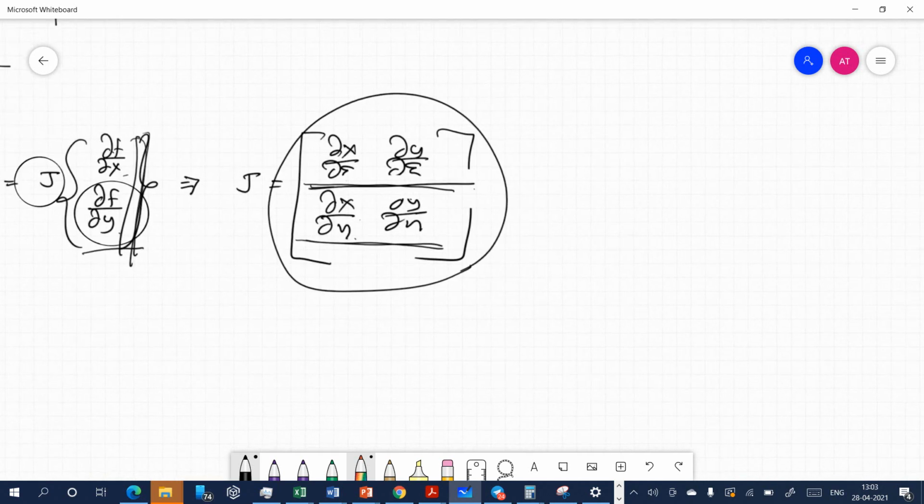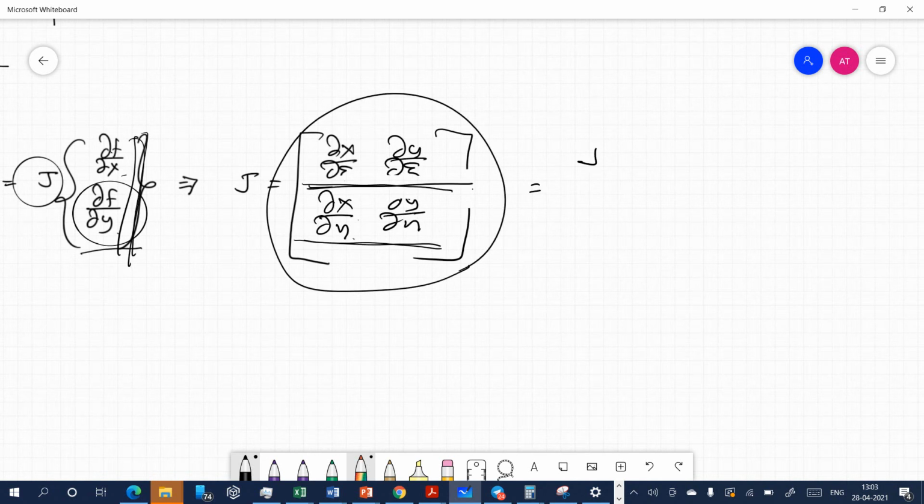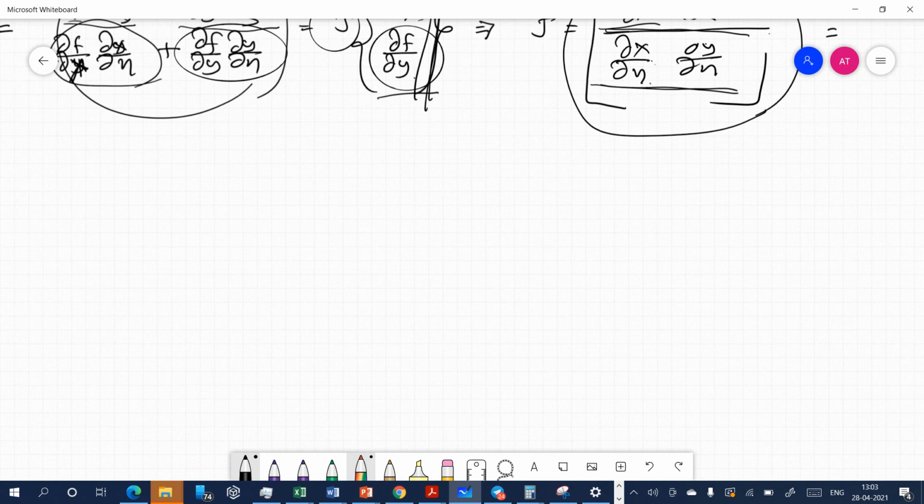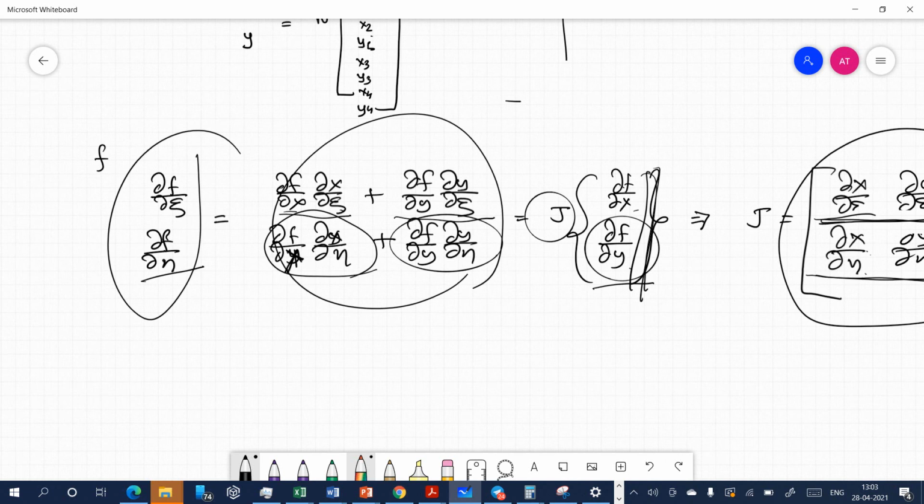Eventually there are 4 terms, and we can denote these 4 terms as J is equal to J11, J12, J21 and J22, right? So what is J11? J11 is del x by del zeta, J12 del y by del zeta, J21 del x by del eta, and J22 is del y by del eta. Okay, so now we have the Jacobian.